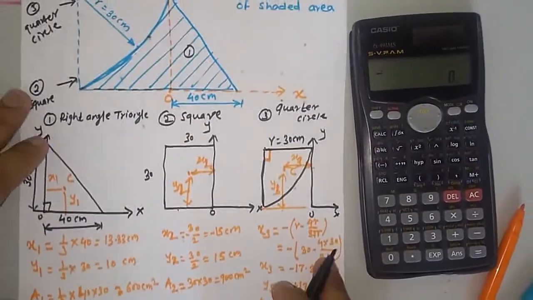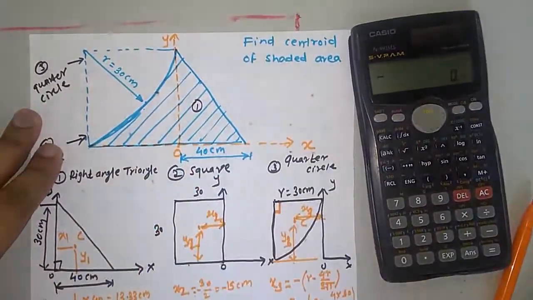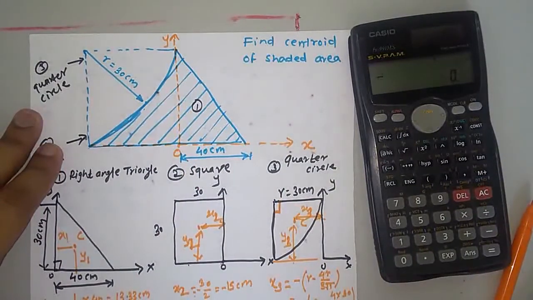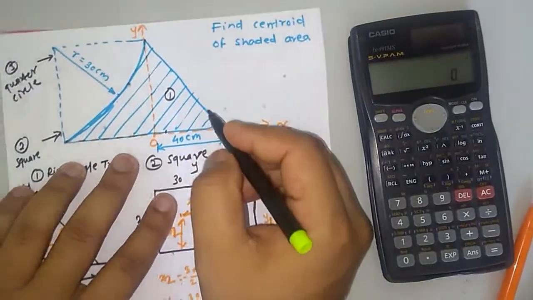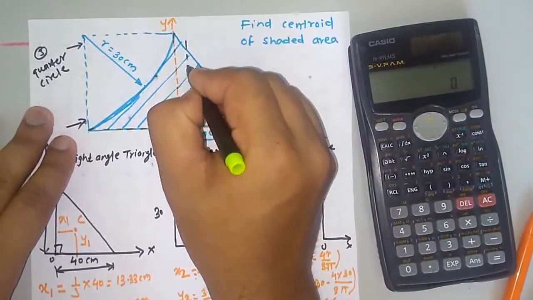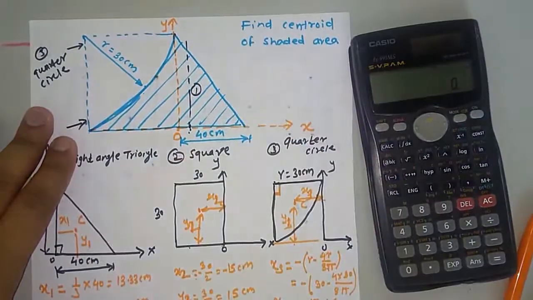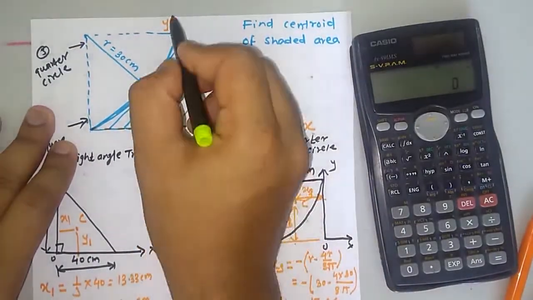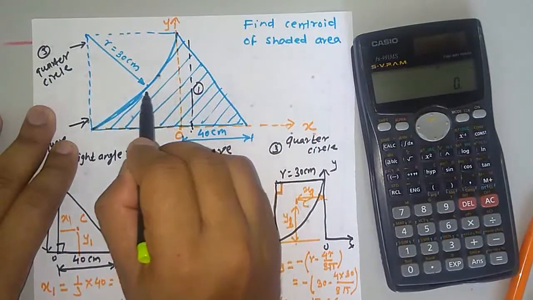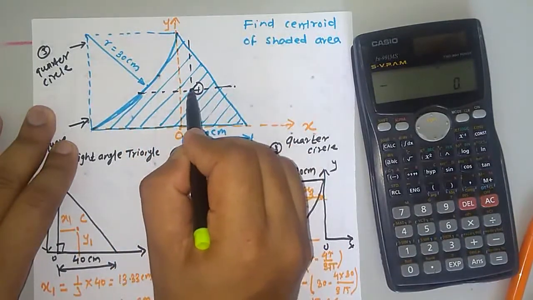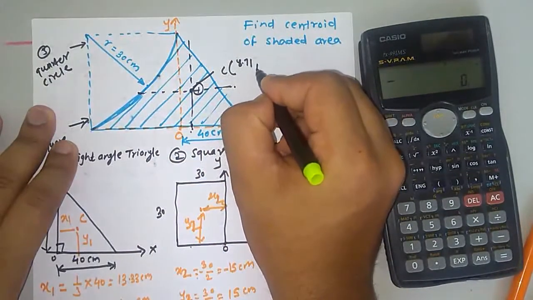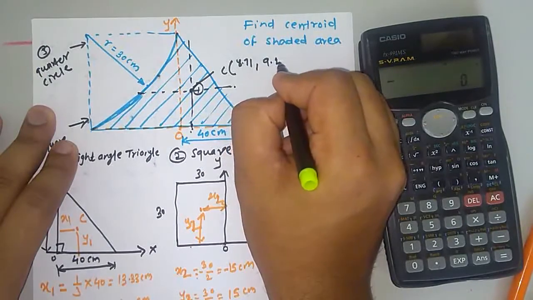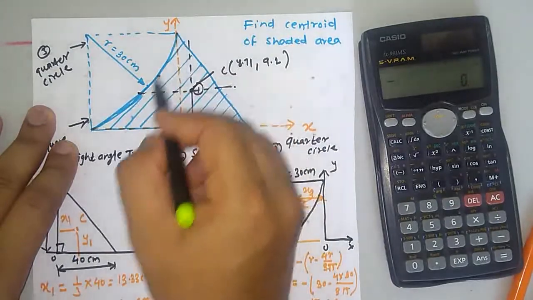Now locate this. So this is our geometry. We got the x bar value as plus 8.71. So here it is 40, so 8 will be somewhere around here. So this is our x bar line, and y bar we got 9.2 centimeter. This total is 30, so 9.2 is around here. So we got the intersection point, and this is our centroid. That is, x bar is 8.71 and y bar is 9.2 centimeters. So here is the centroid of this shaded area.